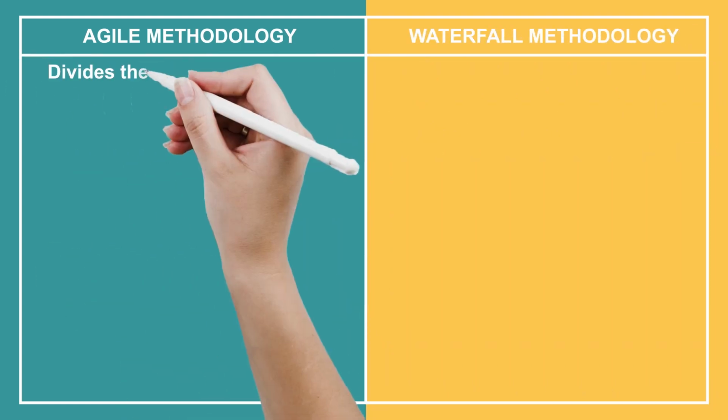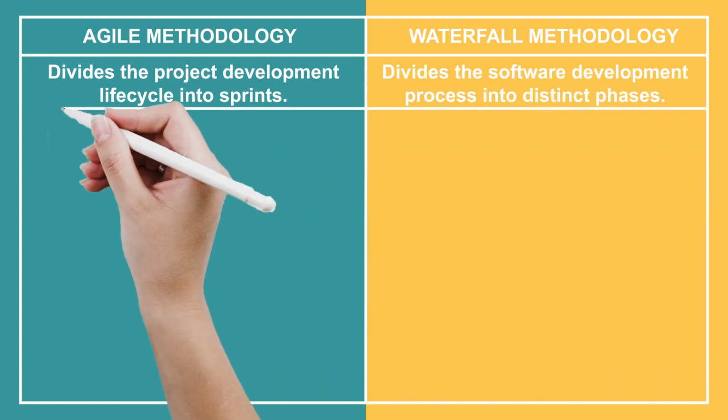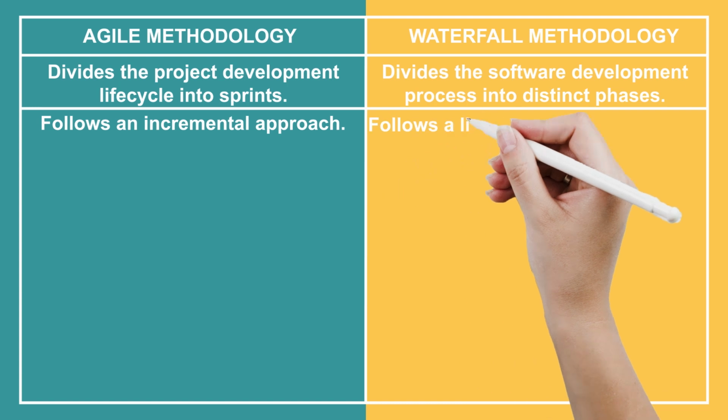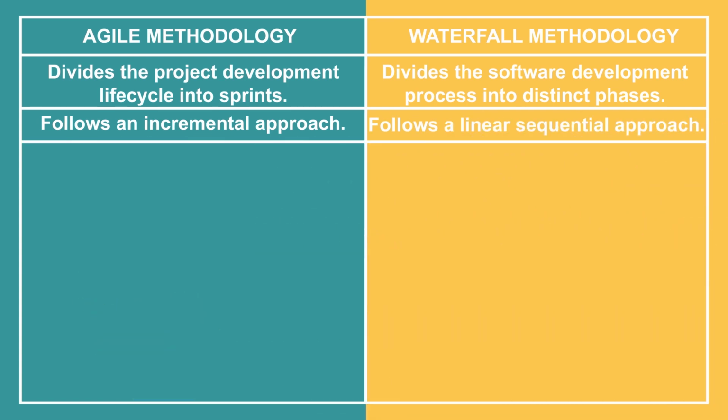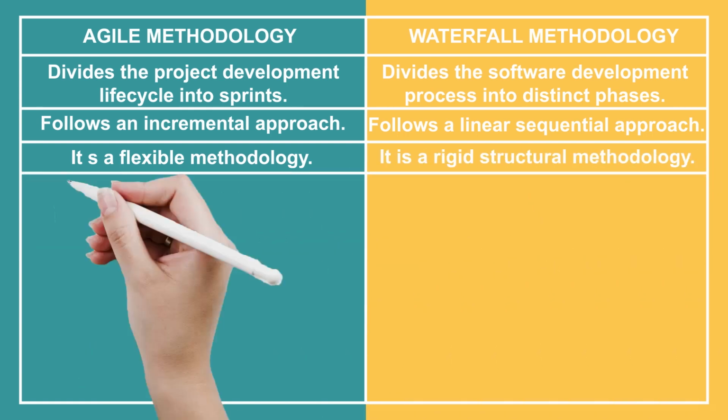Agile methodology divides the project development lifecycle into sprints. Waterfall methodology divides the software development process into distinct phases. Agile follows an incremental approach. Waterfall follows a linear sequential approach. Agile is a flexible methodology. Waterfall is a rigid structural methodology.